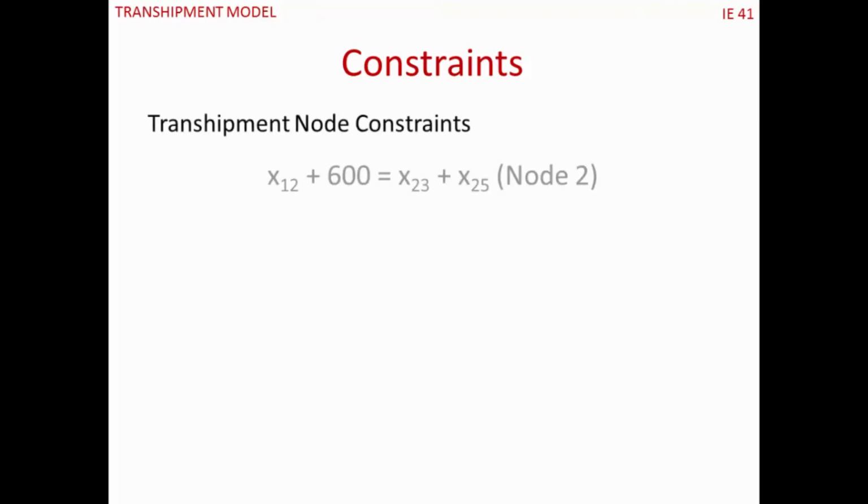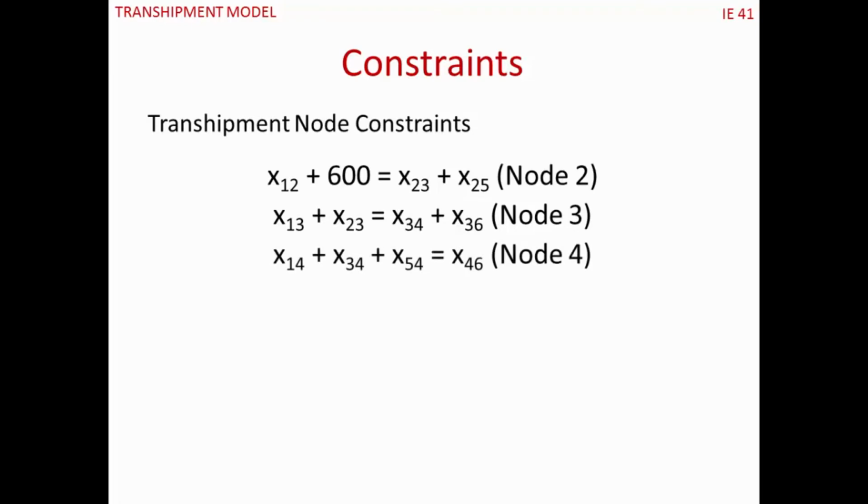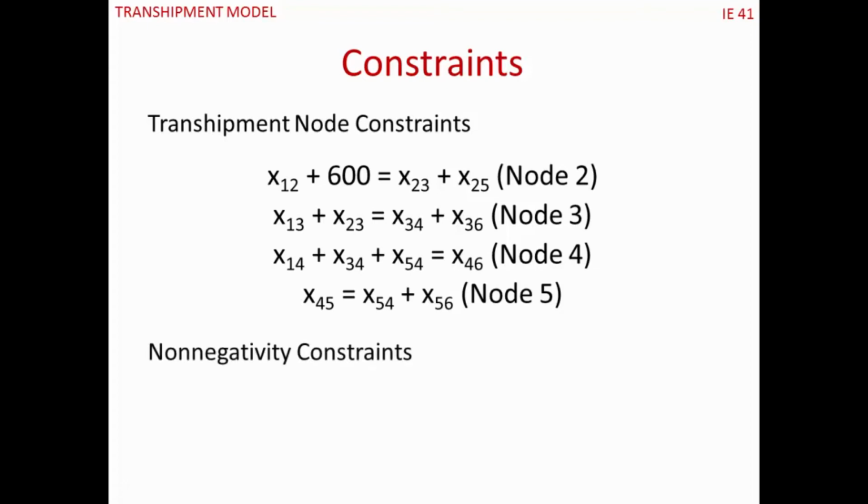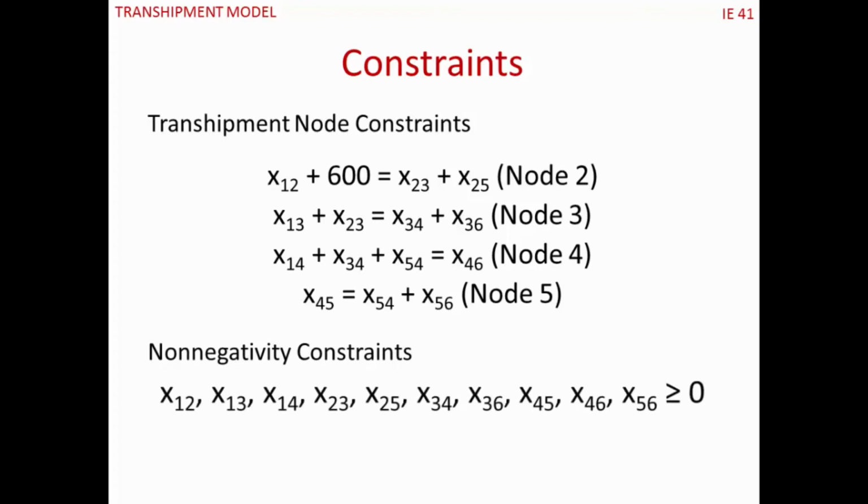Transshipment node constraints. x12 + 600 = x23 + x25. This is node 2. x13 + x23 = x34 + x36. This is node 3. x14 + x34 + x54 = x46. Let this be node 4. And x45 = x54 + x56 as node 5. Finally, we have the non-negativity constraints, where all values of x are greater than or equal to 0.